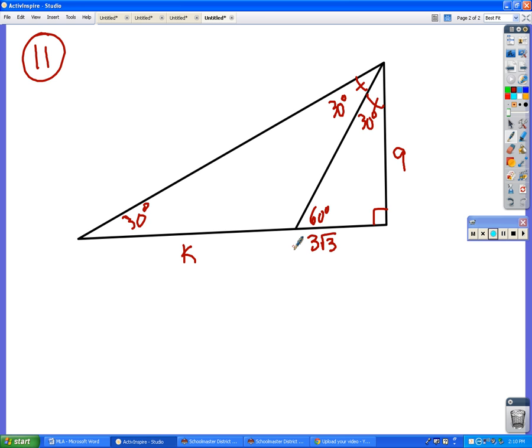Okay? Well, since this is a 30, 60, 90 triangle, we know what this side is right off the bat. It's twice the short leg. Because in a 30, 60, 90 triangle, the hypotenuse is always double the short leg. So if this is 3 root 3, then this has to be twice that, or 6 root 3. And if this is 6 root 3, since this is an isosceles triangle, that means that k is 6 root 3 also.